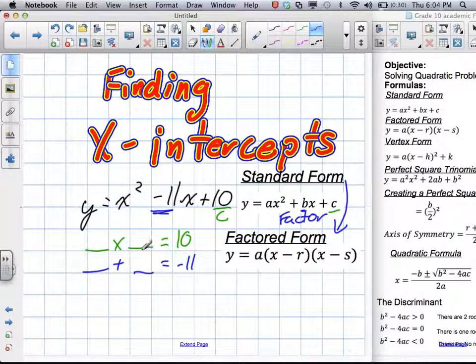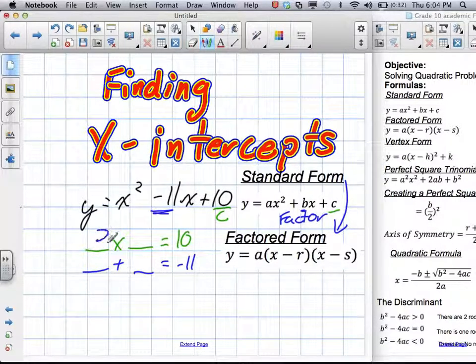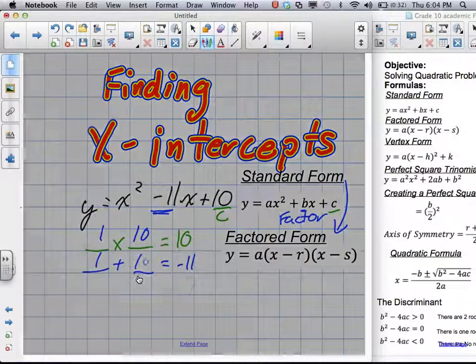Okay? So I'm thinking, this is tough. Let's use trial and error. 2 times 5 gives you 10, but does 2 plus 5 give us negative 11? No. And let's think of the opposite also. Negative 2 times negative 5 will still give me positive 10. Negative 2 plus negative 5, well, no, that gives me negative 7. So that won't work either. The only other ones I can think of are 1 times 10 and 1 plus 10. Do those work?